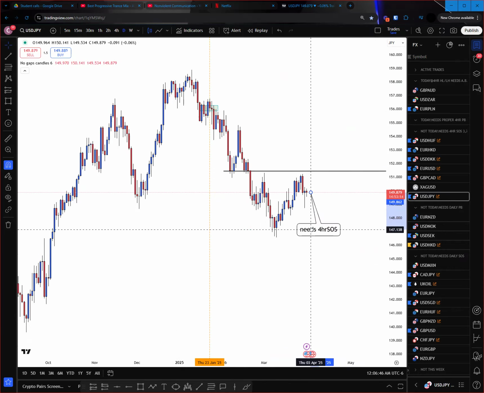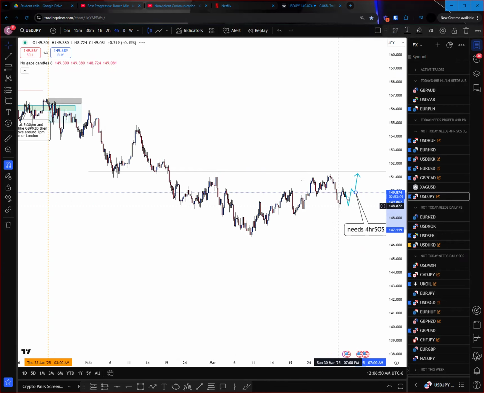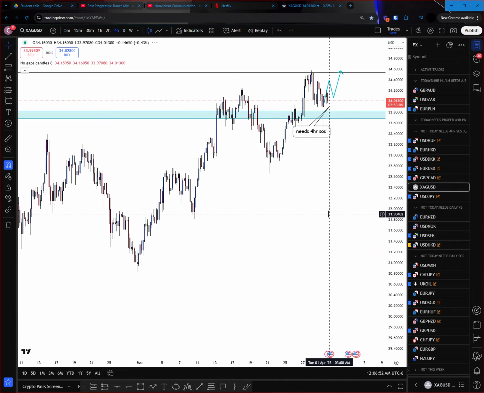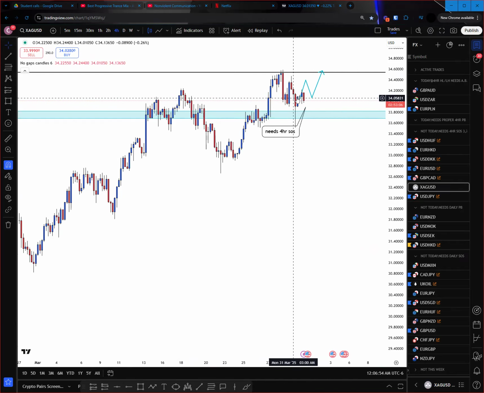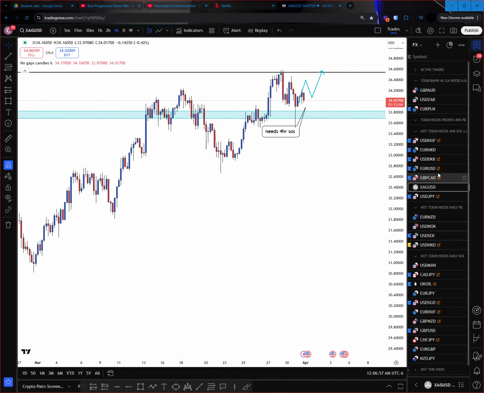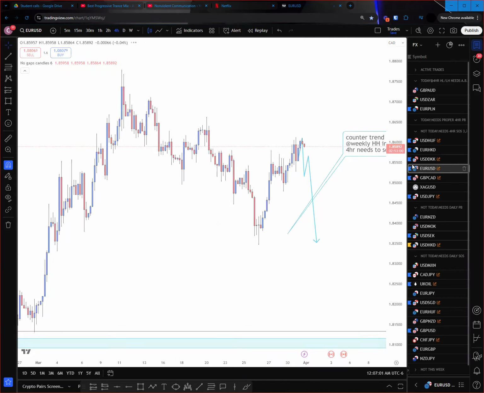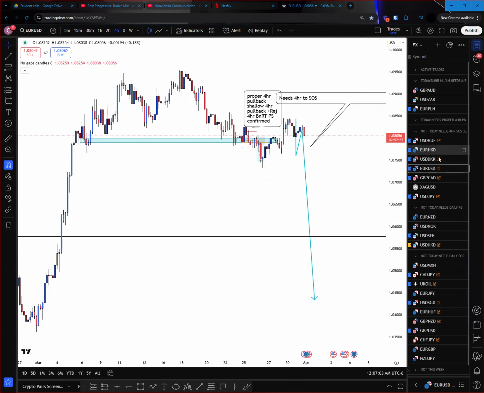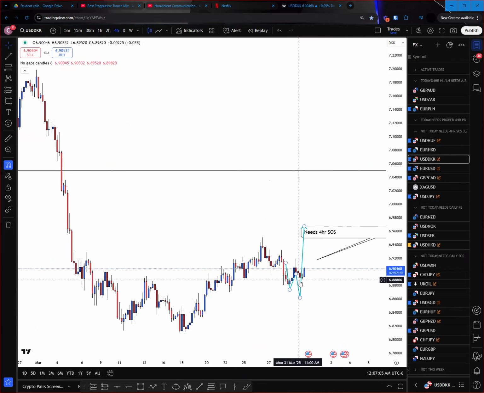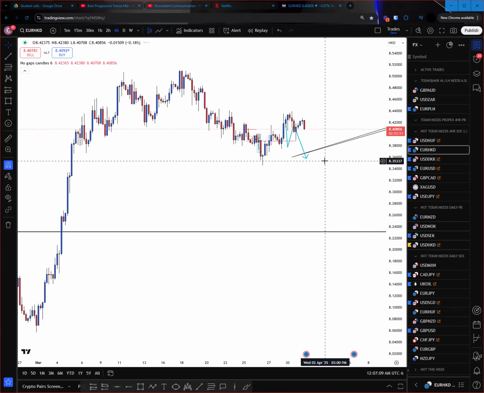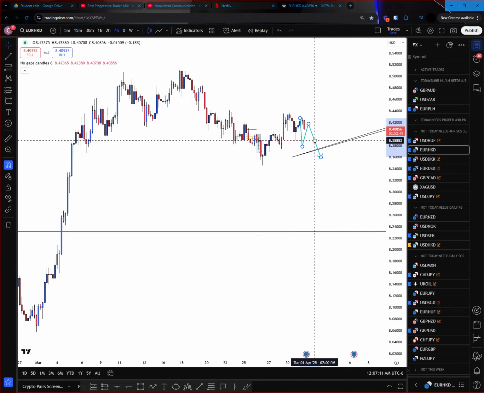USD JPY, so daily's bullish, 4-hour needs to shift bullish. Silver, same thing, the time frame needs to shift to bullish. GBP CAD, we need it to shift to bearish on the 4-hour. Euro USD needs to shift to bearish on the 4-hour. USD DKK needs to shift to bullish on the 4-hour. Euro HKD needs to shift to bearish on the 4-hour.